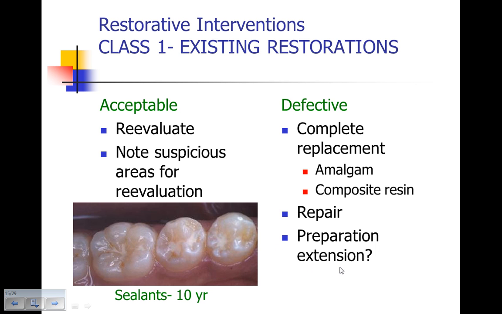Now, you will have faculty members and dentists who have the philosophy that all restorations need replacement because you never know what's underneath it. In fact, you make that decision as you're taking out the restoration, as to how to proceed based upon having more information as you're removing the restoration.